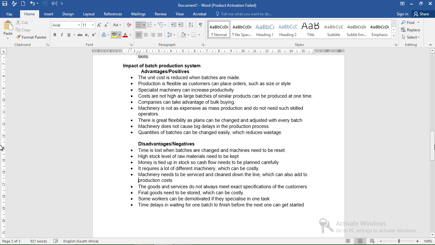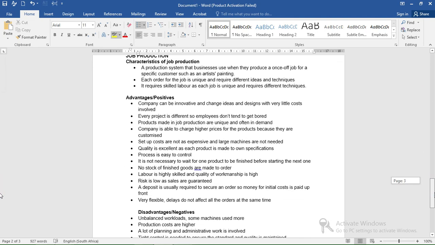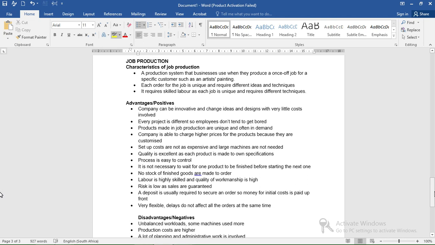Look at them and just choose the ones that you think are possible for you. Only 3 advantages and 3 disadvantages is fine. Time delays in waiting for one batch to finish and start another one. Yeah, it's a disadvantage.